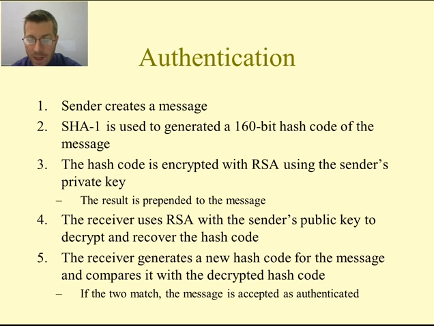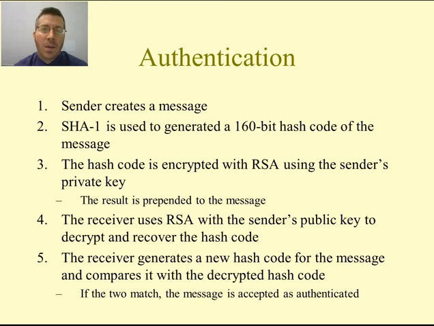The receiver then uses RSA with the sender's public key to decrypt and recover the hash code. The receiver then generates a new hash code for the message and compares it with the decrypted hash code to see if they match, and if so, we've authenticated it. So what we have done here is we've used the SHA-1 hashing algorithm to make sure that the message received on the other side has not changed. We're not encrypting the message, though. What we're encrypting is the hash code, but we haven't encrypted the message.